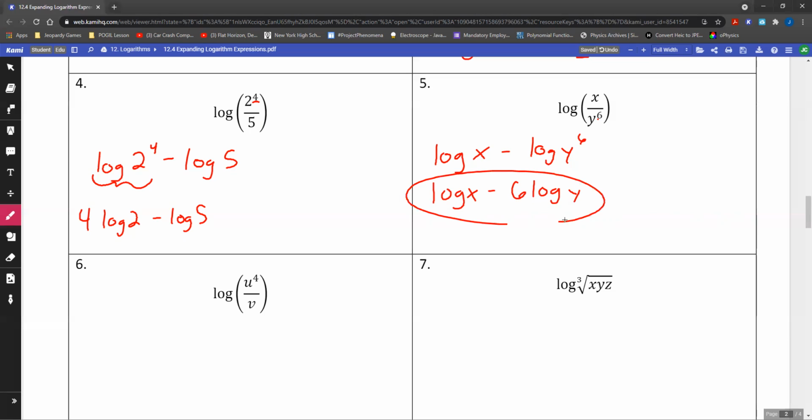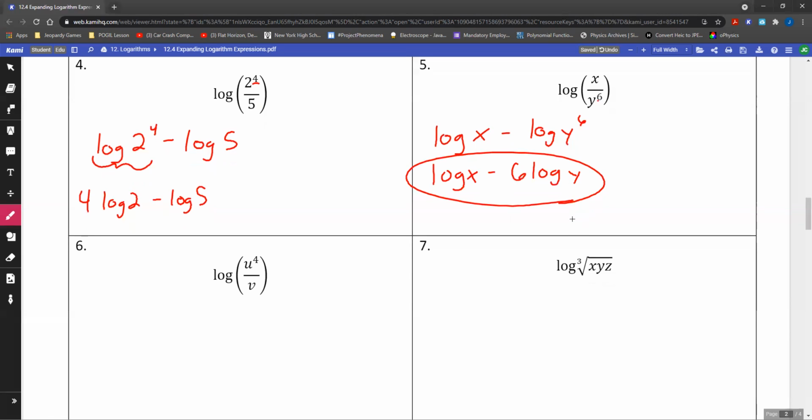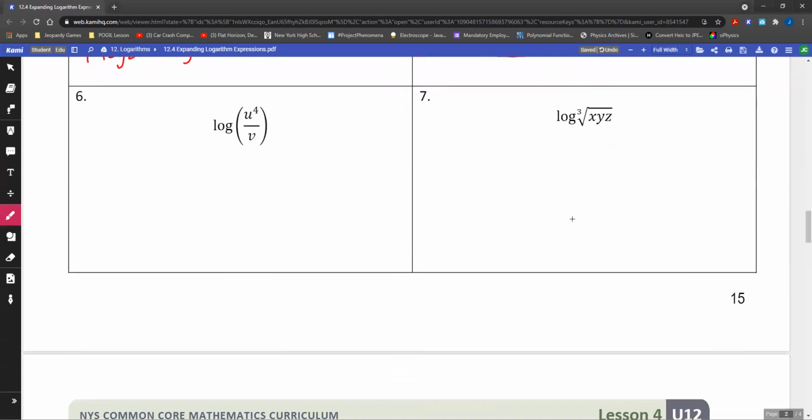And I get this: log x minus 6 log y. Okay. Scroll down. Again, you should start seeing the pattern and how it starts to become a little bit repetitive, but the more practice you do, the easier it'll be to kind of pull it out when you need it.